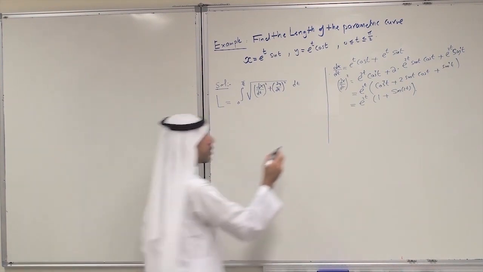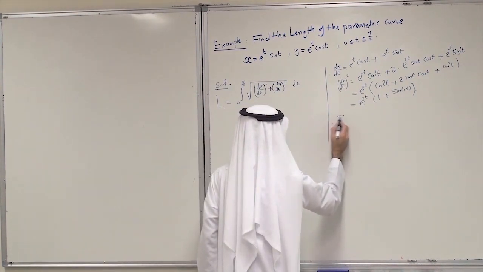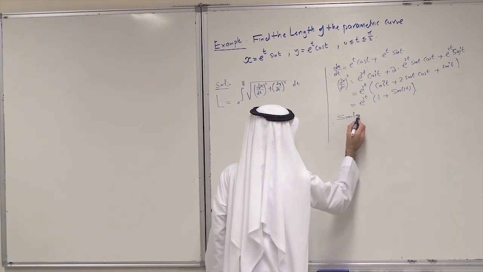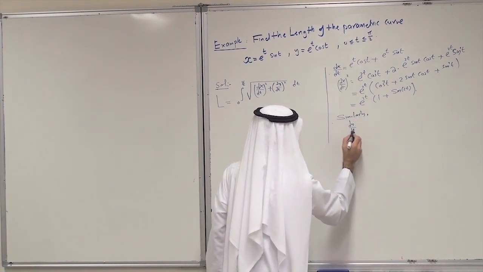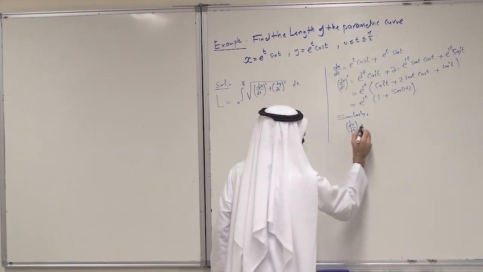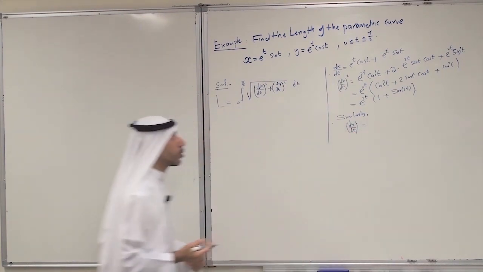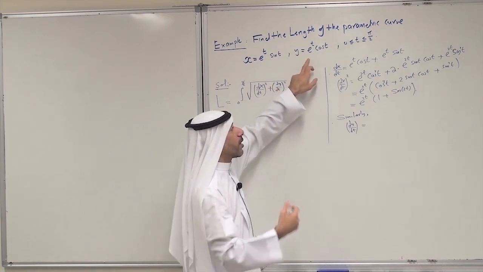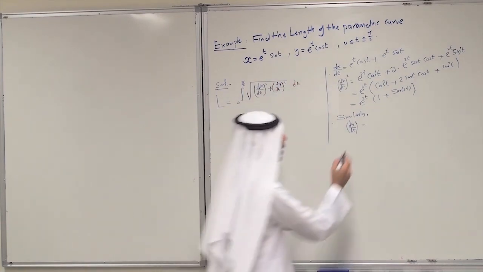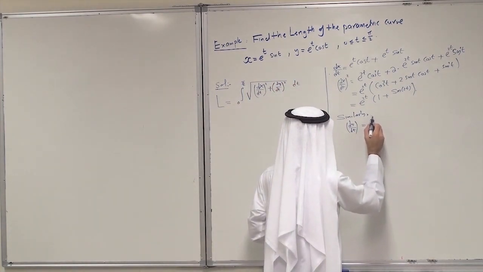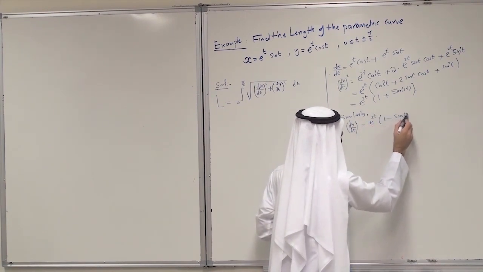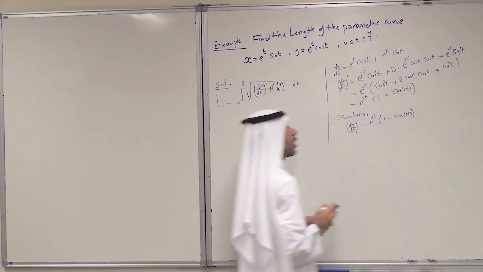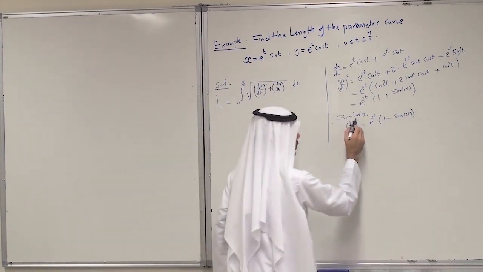You do the same thing for dy/dt. In fact, I will leave this for you. When you compute the derivative and then square, you will get exactly the same except for a minus sign: e to the power 2t, 1 minus sine 2t. You can check this.